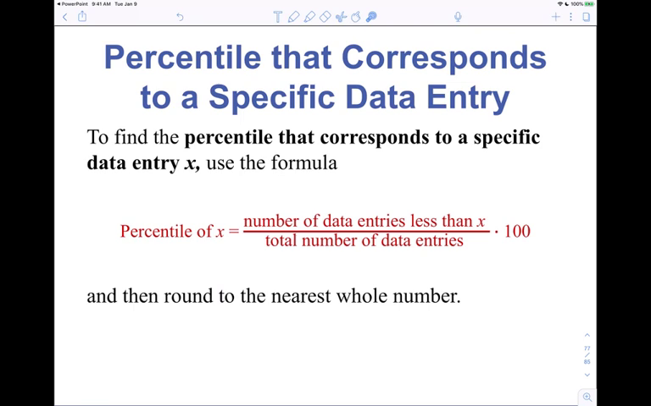So to find a percentile that corresponds to a specific data entry, I just don't want to talk anymore.